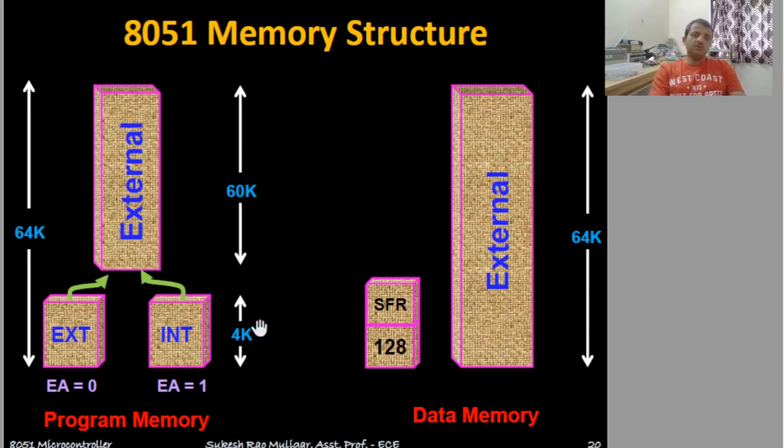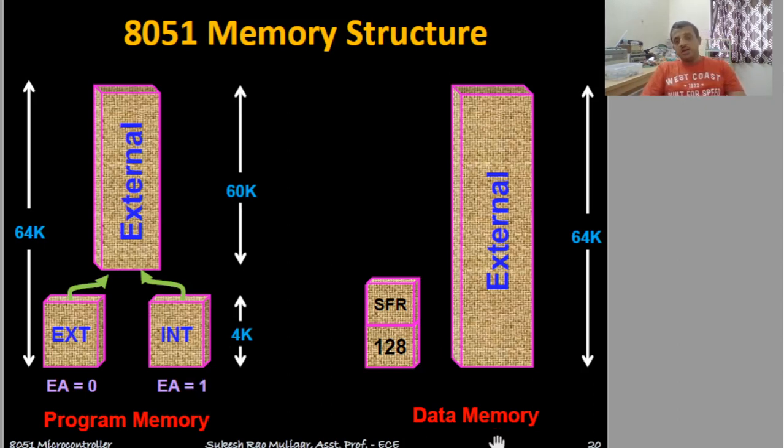Now this internal memory is 4 kilobytes. If I am going for external memory, I can support up to 64 kilobytes. So it depends on which status of the pin I choose. So that is actually about the program memory. There is another memory, which is the data memory.